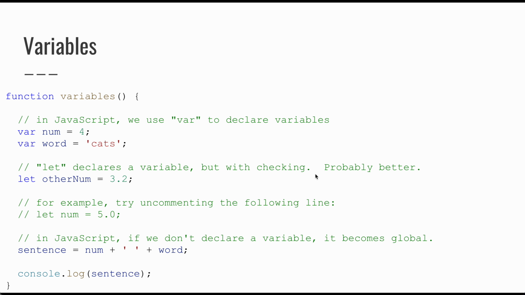And if you don't declare a variable, if you don't use anything in front of the variable, you end up with a global variable. So if we just start using a variable without declaring it with var or let or const, which is another keyword that we can use to create constants, then you actually get a global variable that way.